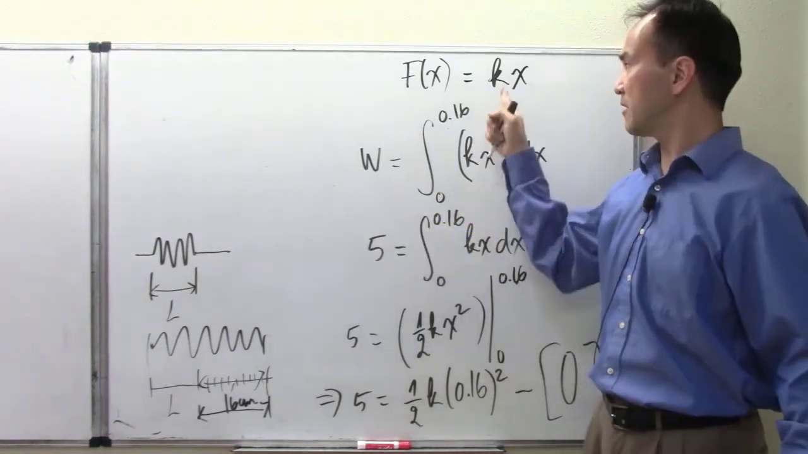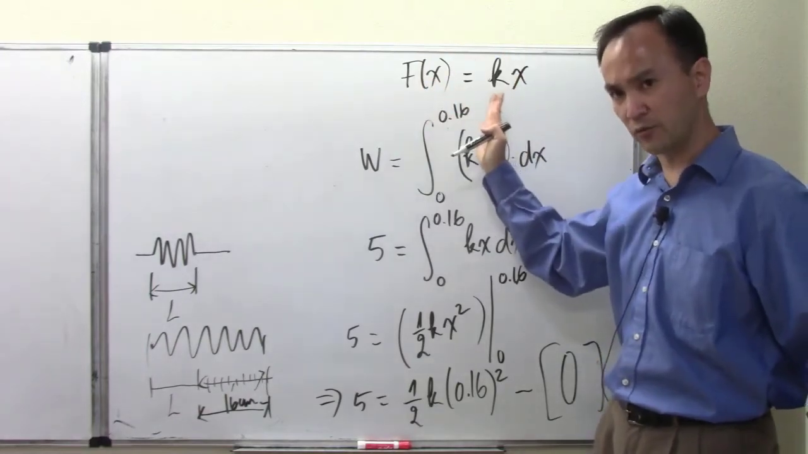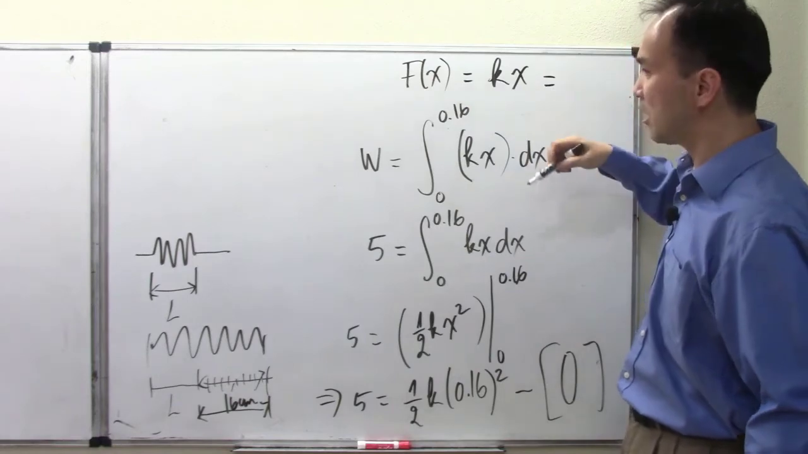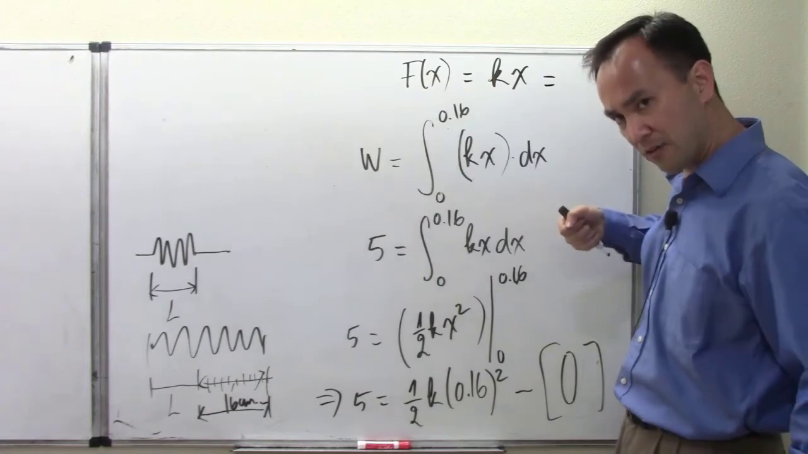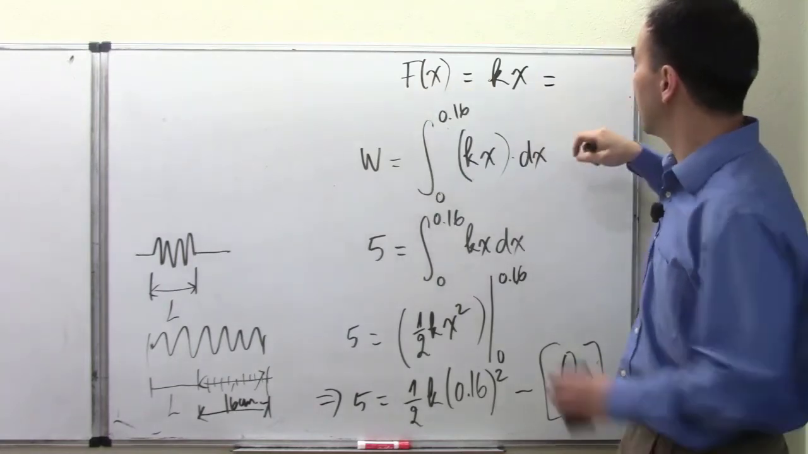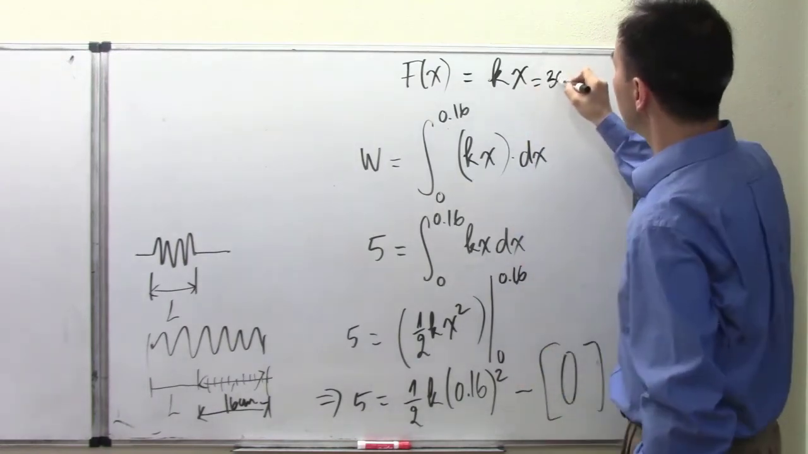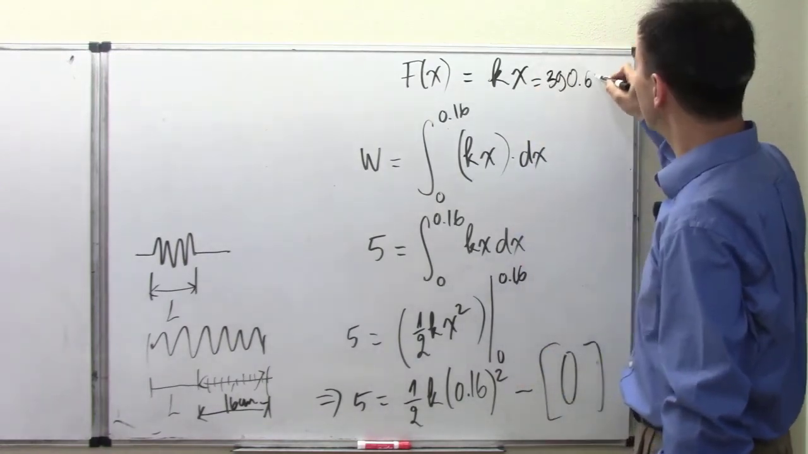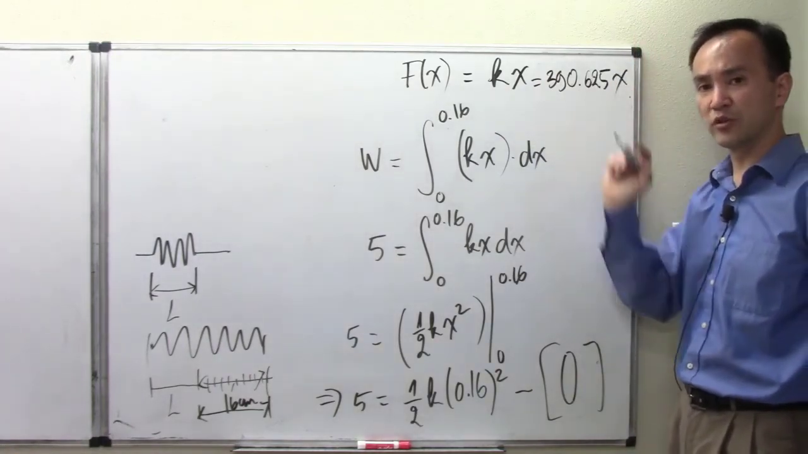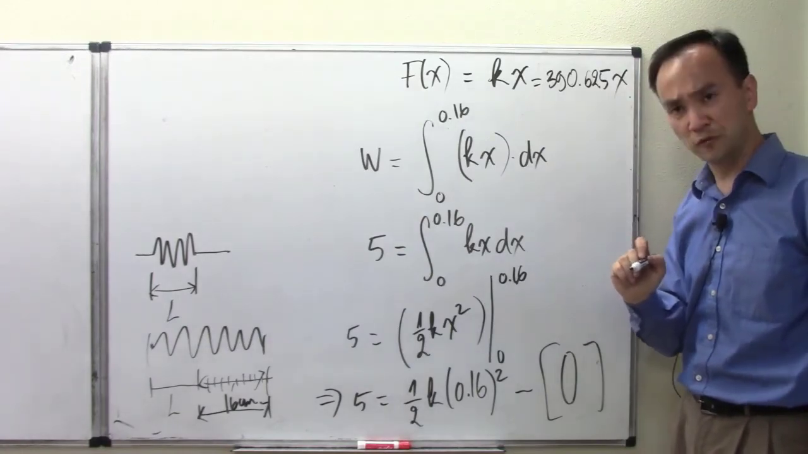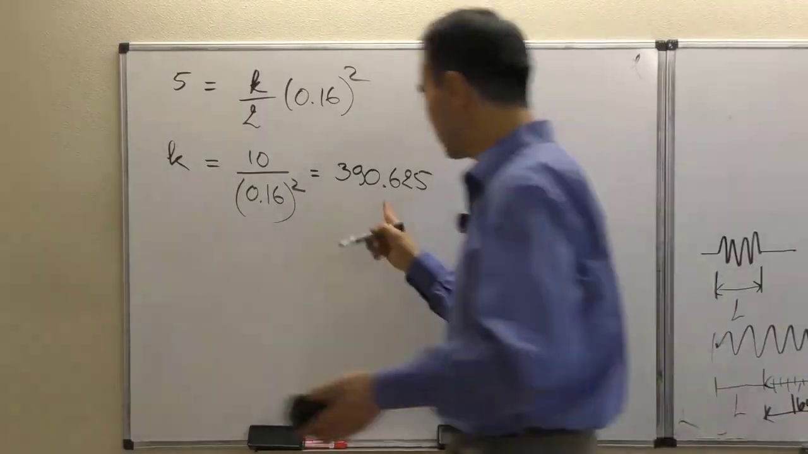Okay, and Hooke's law is stated right here. And now, by the way, back to this Hooke's law, we are clear that according to Hooke's law, f of x, the force that's needed to stretch it out, has to be 390.625 x. Okay, the distance x multiplied with 390.625 like that. And so in that way, I'm concluding with the spring constant found right here.